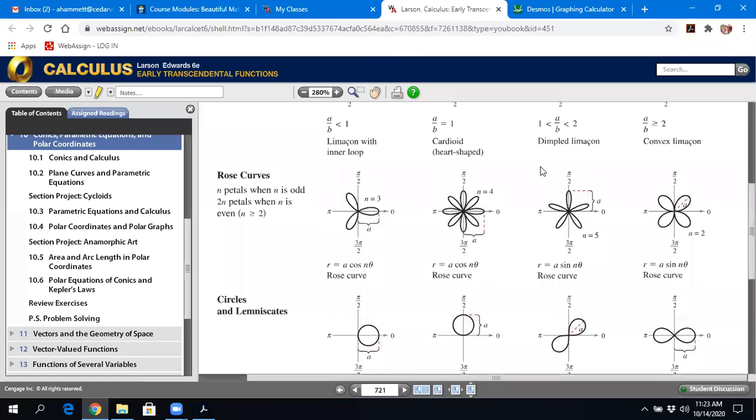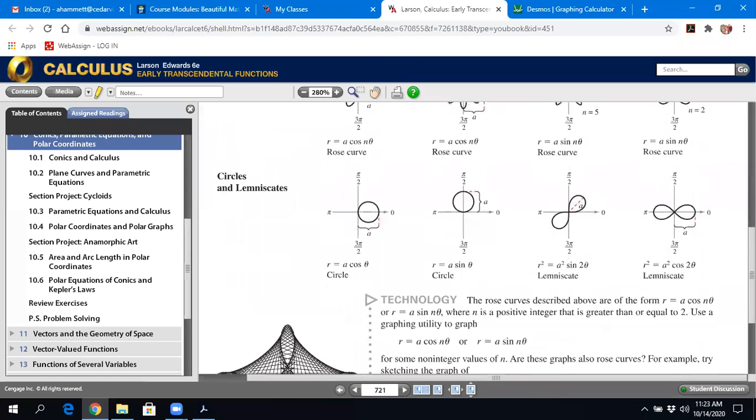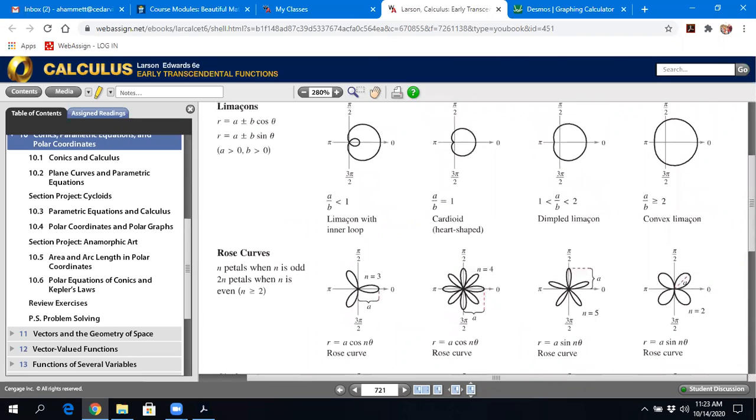But those are some of the basic forms of these polar curves, and we'll talk about how to actually graph those things by hand pretty soon.